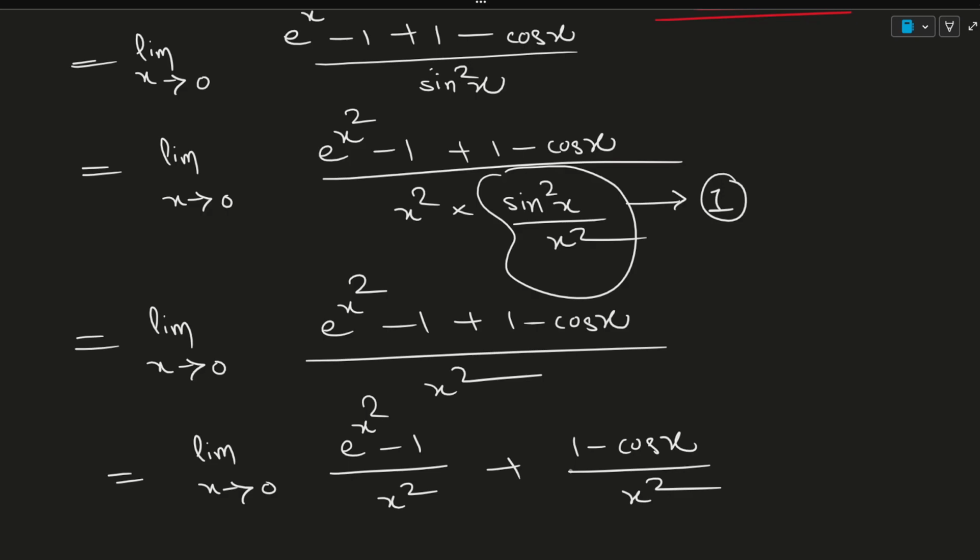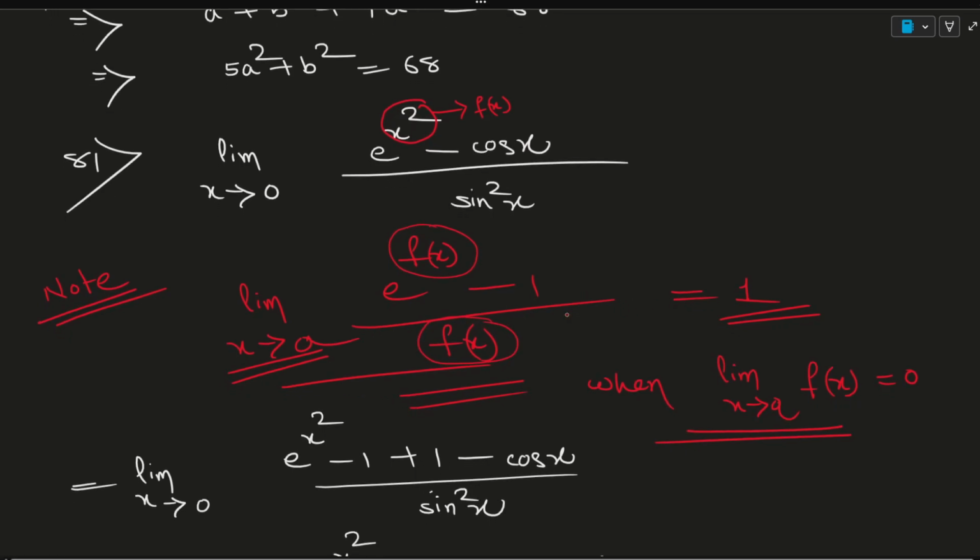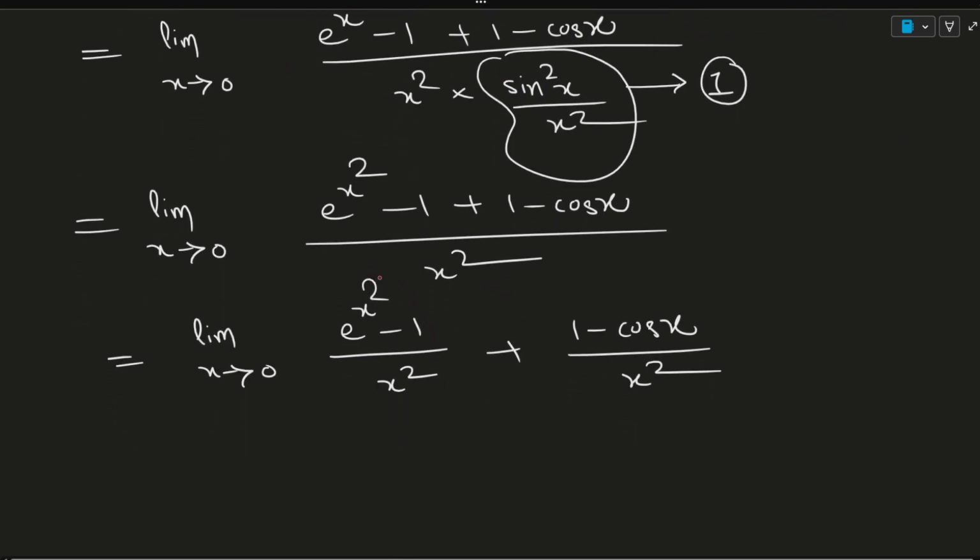If we observe clearly, then we can relate this to the formula that I have written here in the note: e to the power f of x minus 1 divided by f of x is equal to 1 when x tends to 0. So if I relate this question to this note, then x square will be our required f of x. The question is e to the power f of x minus 1 divided by f of x, and one more thing there, when limit x tends to 0, x square is equal to 0.